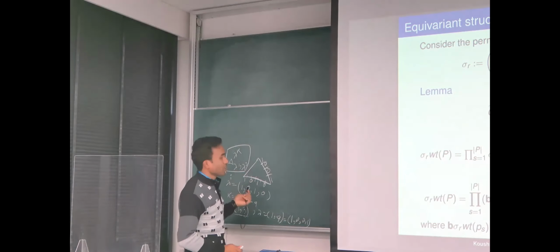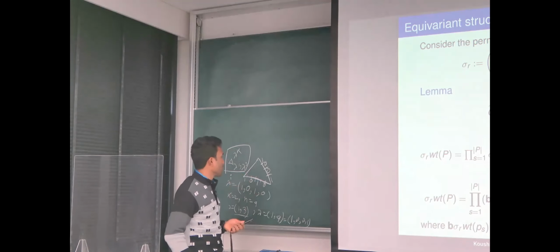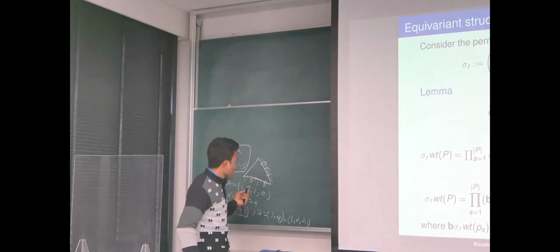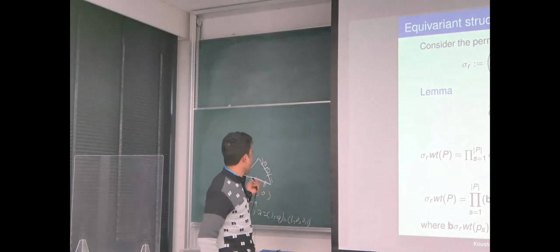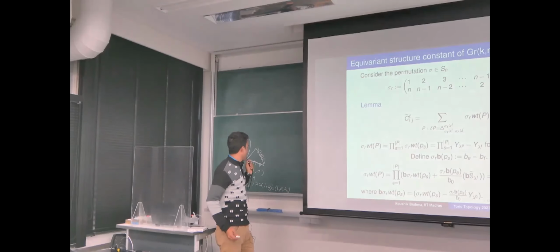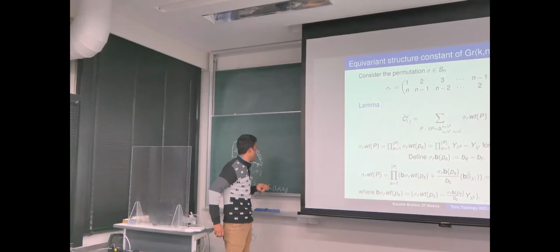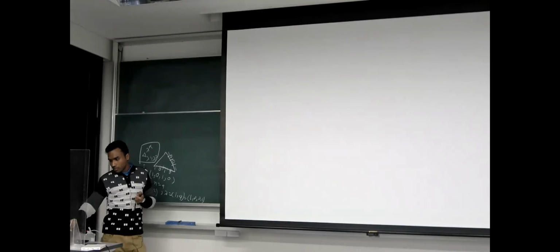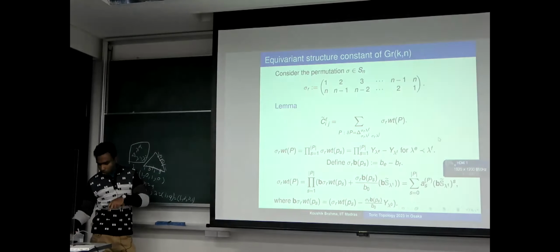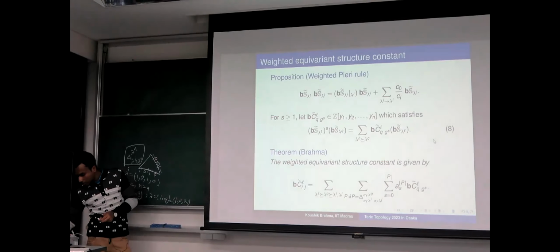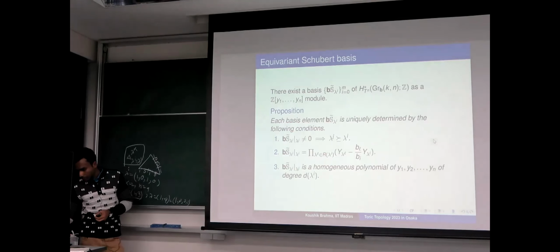This is explained in the paper by Knutson and Tao, on puzzles and equivariant cohomology of Grassmannians, and they computed the structure constant for the equivariant cohomology ring of ordinary Grassmannians. So from there, I have computed this. This is the structure constant for the equivariant cohomology of ordinary Grassmannians with respect to this basis.